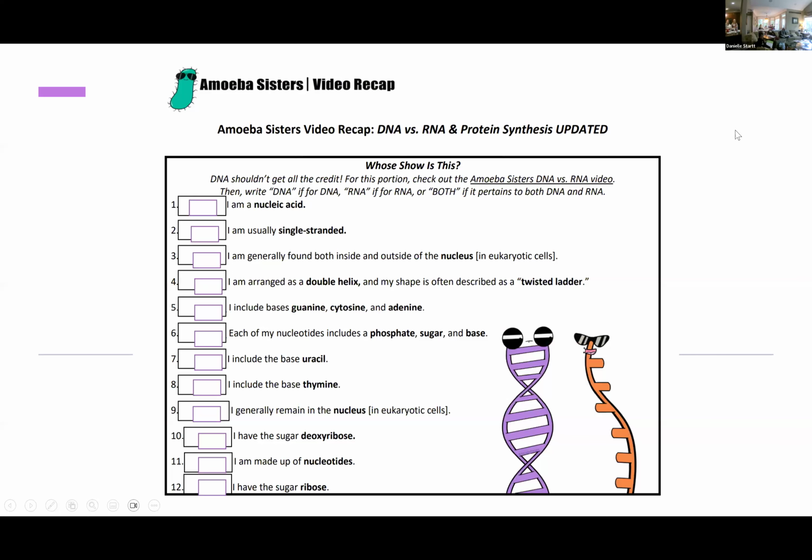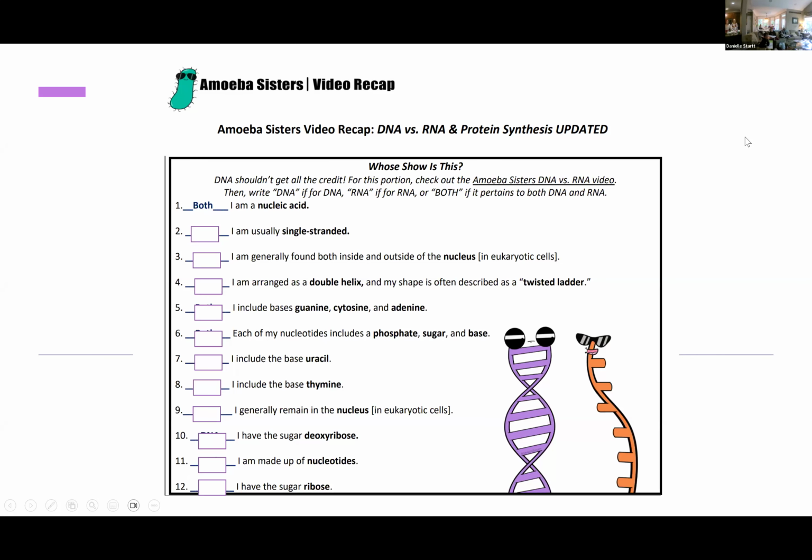So let's have a look at this. Your answers are going to be DNA, RNA, or both. I'm a nucleic acid. What's the answer, everybody? Both. I'm usually single-stranded. RNA. I'm generally found both inside and outside the nucleus in eukaryotic cells. Who says RNA? Who says DNA? Who says both? RNA, because remember, DNA lives in the nucleus. RNA can go in and out.